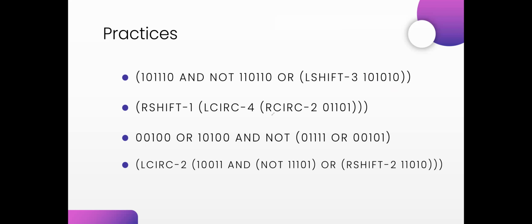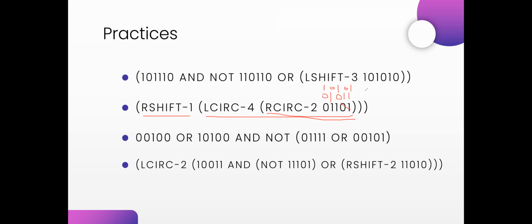So the next one is very similar. Those all have parentheses, so it's very easy. I have to evaluate this first. Right circular: I remove the last two and 011, and I append this in the front. It becomes 01011, and now I have to do this left circular by 4. I'm going to remove these 4 and keep this 1 only, giving 10101. So this is the second step, and the last is right shift by 1.